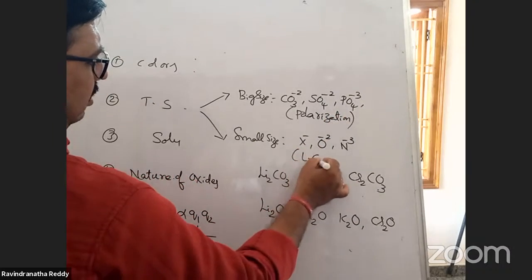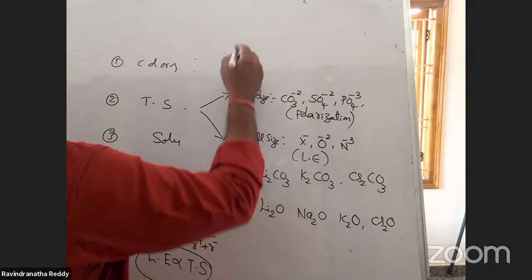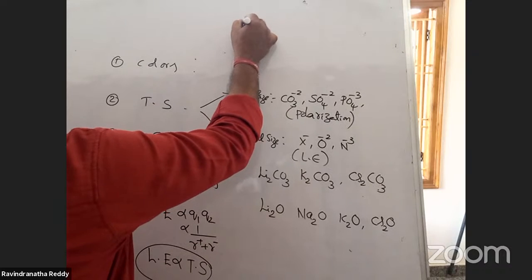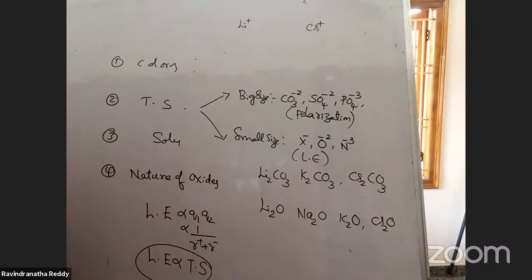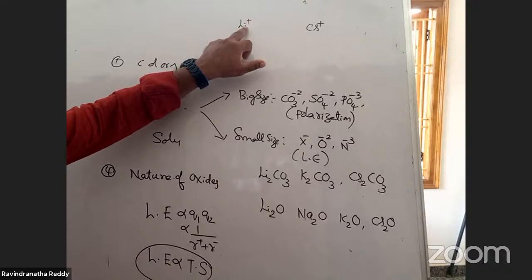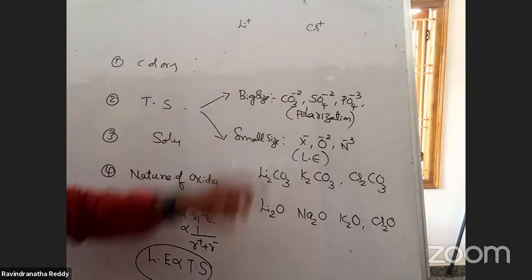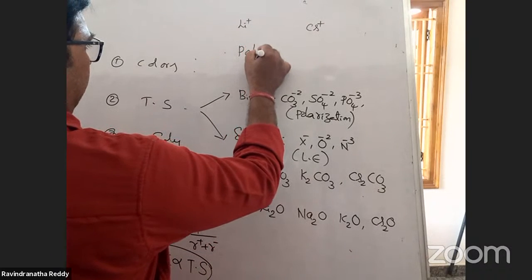Here, the lattice energy concept. Suppose here lithium cation and another one is cesium cation. Under which condition is polarization more? Polarization depends upon size. When the size of the cation is small, polarization is more. More polarization means more covalent nature, and more covalent nature means less stable. Getting? So that is polarization.